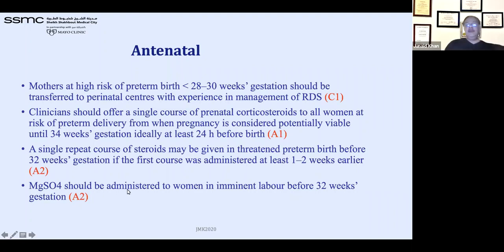Magnesium sulfate, I showed you the PreMAG trial in the talk on the effects of prematurity, that it has a neuroprotective effect. So all those mothers who have imminent labor before 32 weeks should receive magnesium sulfate. You should communicate with your OBG that these are the recommendations, please follow those. And there are very high-level recommendations on that: A1 means the highest level, then A2. So you should communicate with them.